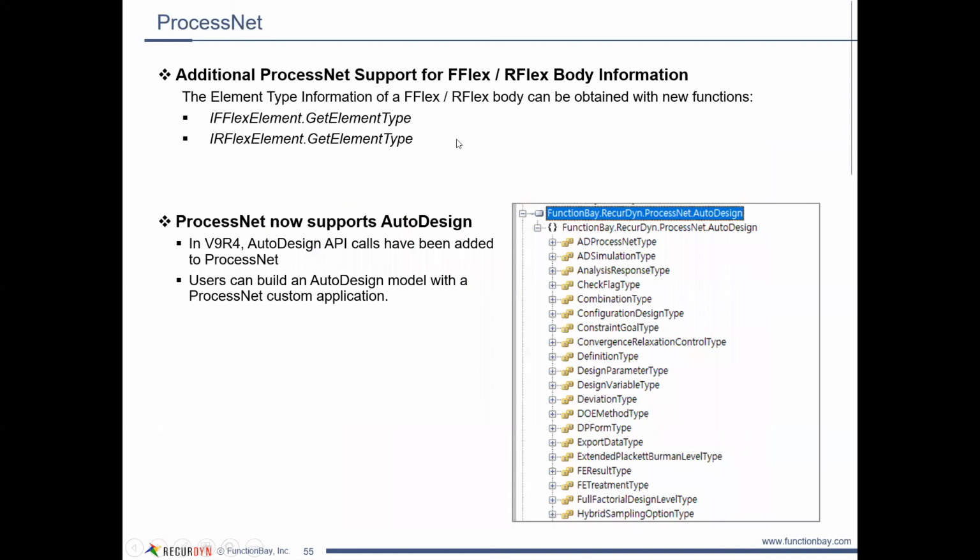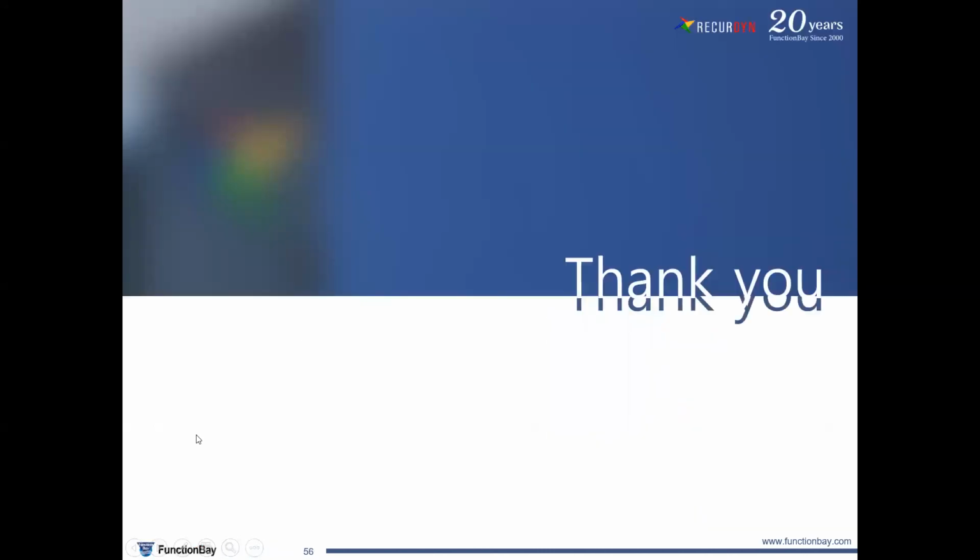ProcessNet now supports this get element type for both Flux and Rflex, so that information can be extracted. And ProcessNet now supports auto design, and we have a webinar that is available about auto design. It's a system level optimization tool, and for all the different aspects of setting up that system level optimization, there's now an API for ProcessNet, so you can build the model with that.